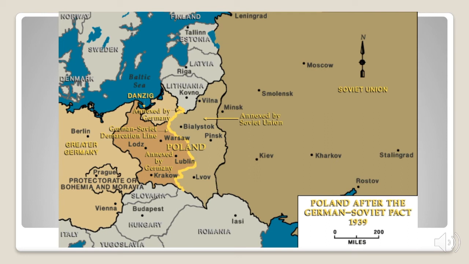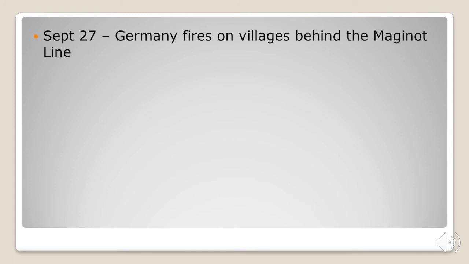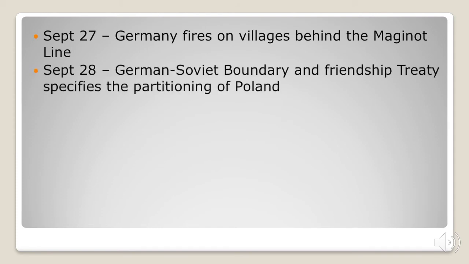So things are moving pretty rapidly, and then they stall during the winter. So we have, at September 27th, Germany starts firing on villages behind the Maginot Line. That is basically Germany is firing into France. And September 28th, the German-Soviet Boundary and Friendship Treaty specified the partitioning of Poland.